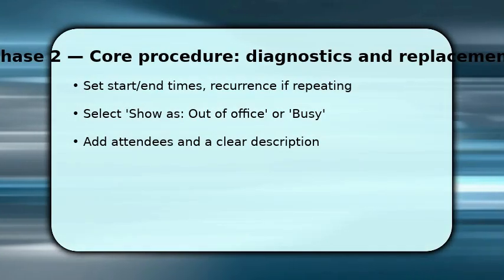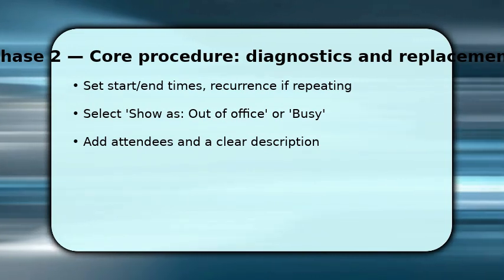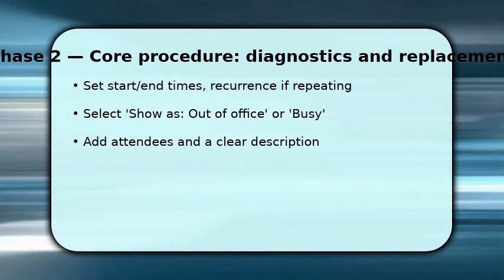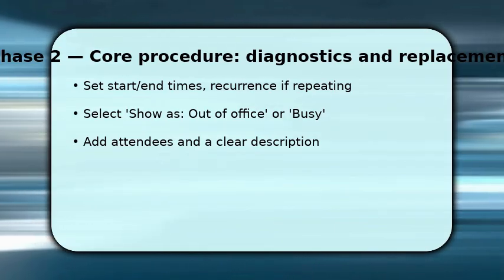Next, you'll complete the event details to prevent scheduling conflicts. Set precise start and end times and enable recurrence if it repeats. This saves manual edits later. Choose Show As, out of office so booking systems block you automatically, versus busy which may behave differently.